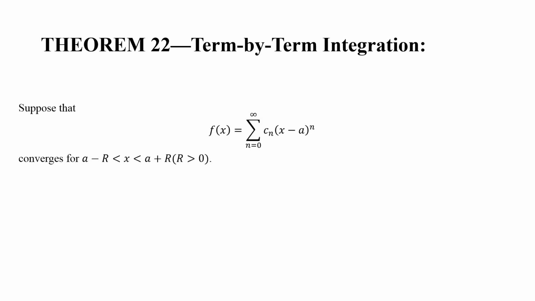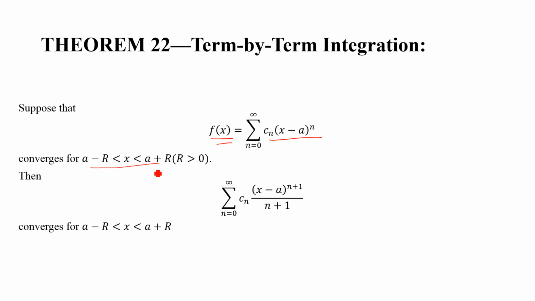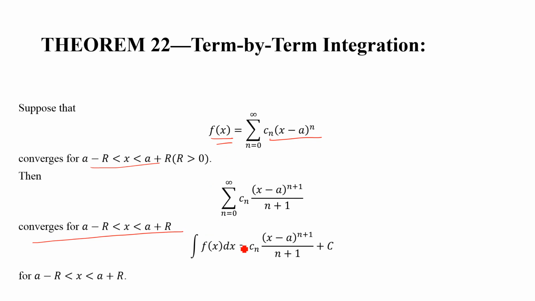So, term by term integration. Suppose that we have a series, sigma from n equals 0 to infinity of c_n (x minus a) to the power n, which is convergent and converges to f(x) in this interval. Then sigma c_n (x minus a) to the power n plus 1 over n plus 1 also converges. So the integral of f(x) dx is equal to sigma c_n (x minus a) to the power n plus 1 over n plus 1, plus C, where x lies between a minus r and a plus r. This region of convergence will remain the same.